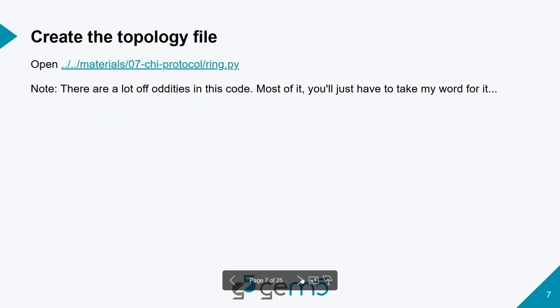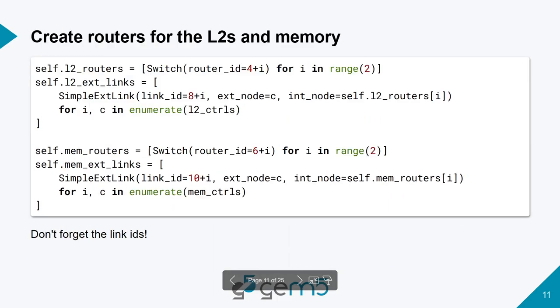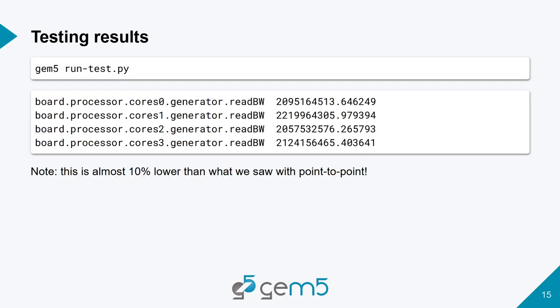OK, I won't bore you by making you go through it. But when we run the traffic generator test that we've been running, we now get these results for read bandwidth out of our generators. I think this is 2 gigabytes per second. Someone want to argue with me there? No, that looks like 2 gigabytes per second.